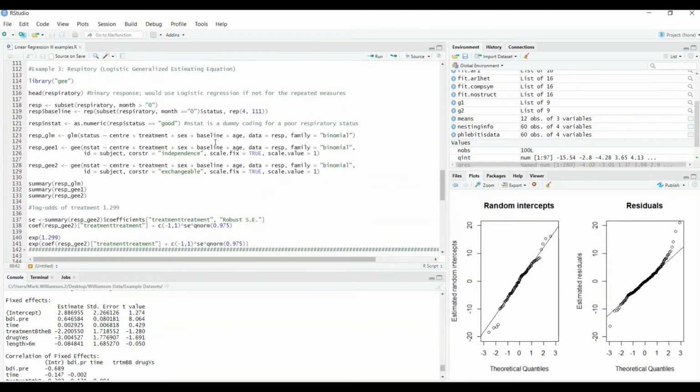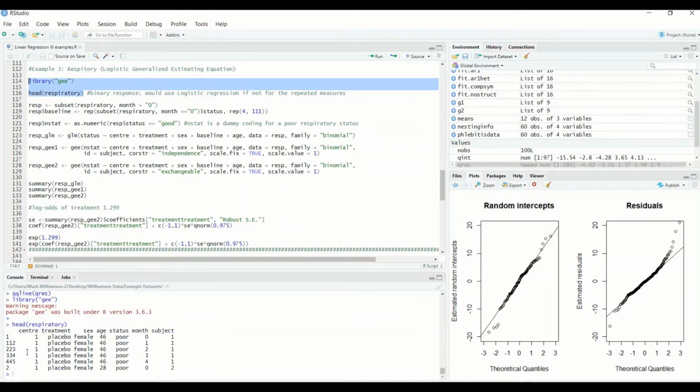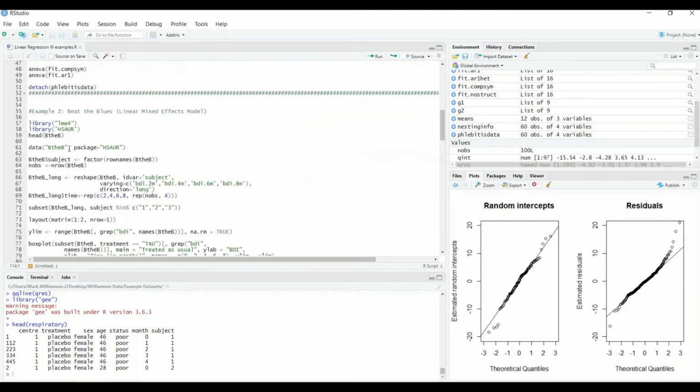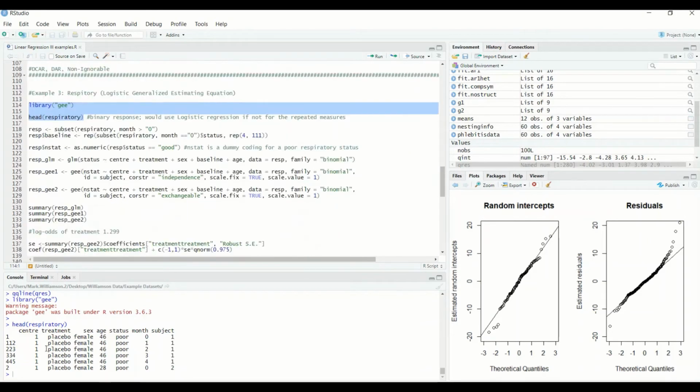So let's shoot over to example 3. Now we'll start looking at the generalized estimating equation. So we'll use respiratory data, and this will be logistic data. So we'll need to pull in our library. Again, this respiratory data is from the library HSAUR. So there's respiratory data at different centers, treatment and placebo, and then what their respiratory status was.